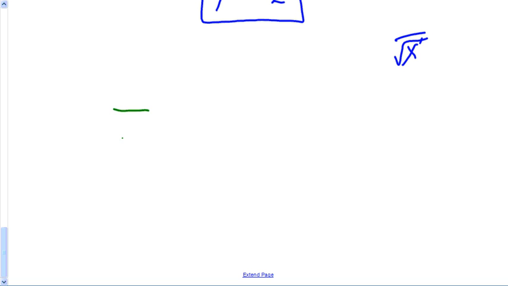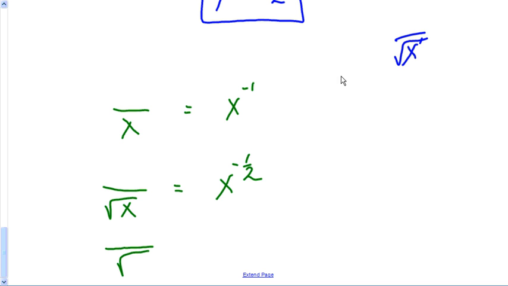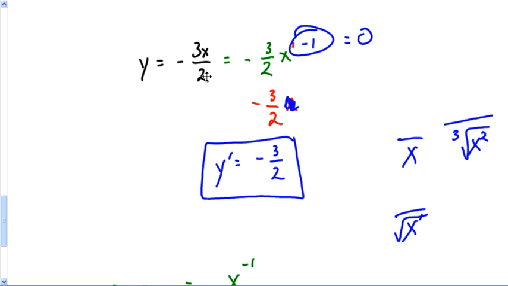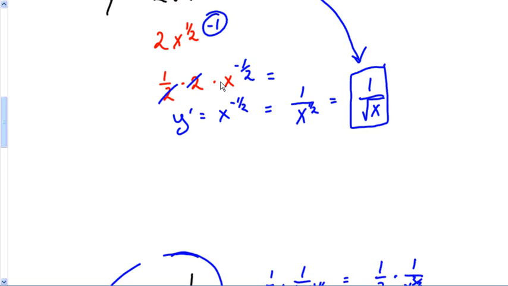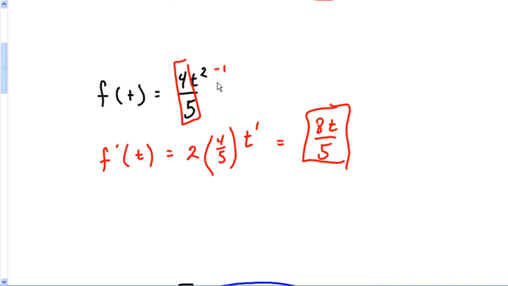If you've got 1 over x, you're going to rewrite it as x to the -1. If you've got root x, you're going to rewrite that as x to the -1/2. And if you had the square root of 3x squared, we're just going to rewrite it as x to the -2 thirds. So it's just little hints on how to deal with those, plus how to deal with these fractions like the 3 over 2's and 1 over 2's. And you saw that there's really nothing to that. That was actually really easy.